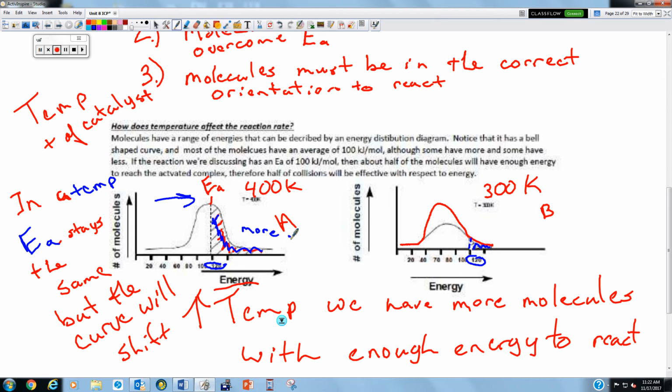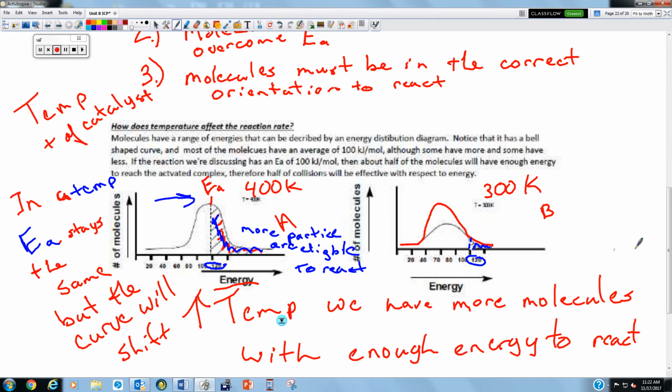or more particles to be eligible to react. In this case, there's fewer particles, so if we reduce the temperature, the curve shifts to the left, making fewer of them eligible to react. So that's what happens with temperature.